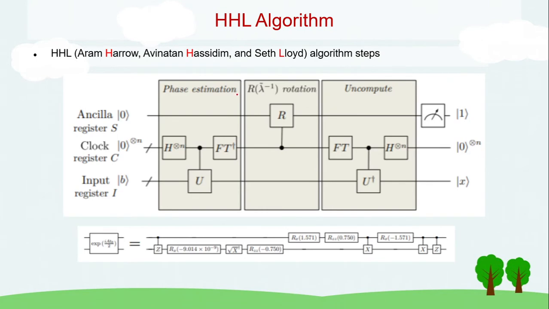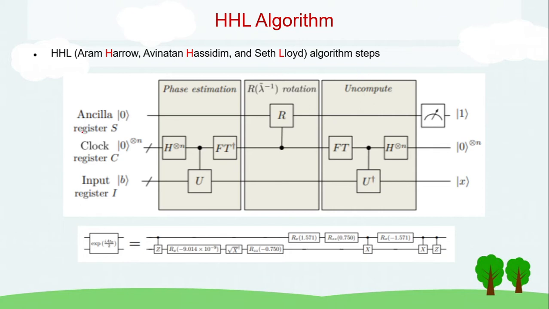So the crux of this video is the HHL algorithm used for solving linear equations. It's called HHL, given by three scientists: Harrow, Hassidim, and Lloyd. They have given the algorithm in three steps or three subroutines. They call it phase estimation, which is used for finding the eigenvalue. Then R rotation to get the value of the inverse of the eigenvalue. Then we have to do some uncomputation, as a new terminology.